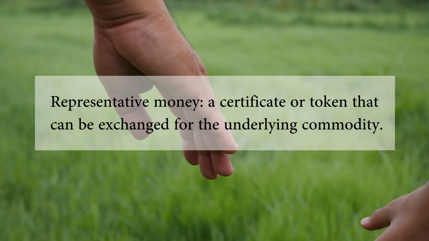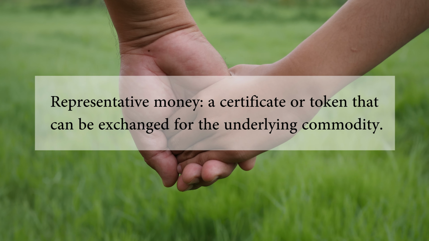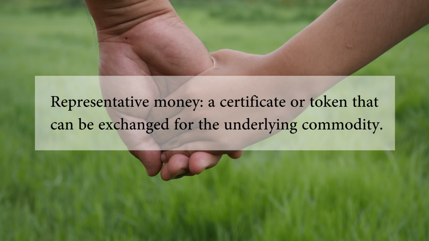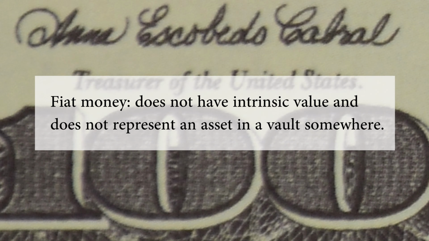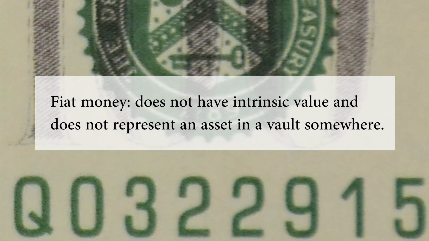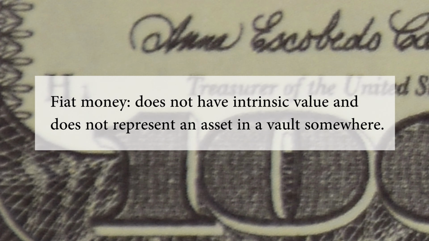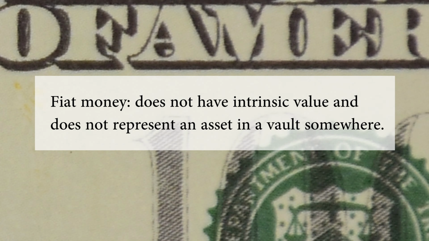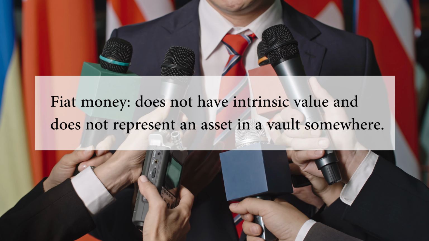Over time, people grew to trust the paper certificates as much as the gold, and representative money led to the use of fiat money, the type used in modern economies today. Fiat money is money that does not have intrinsic value and does not represent an asset in a vault somewhere. Its value comes from being declared legal tender, an acceptable form of payment, by the government of the issuing country.